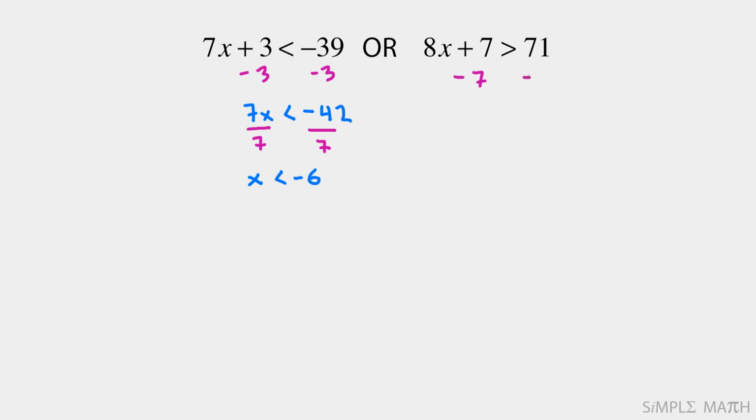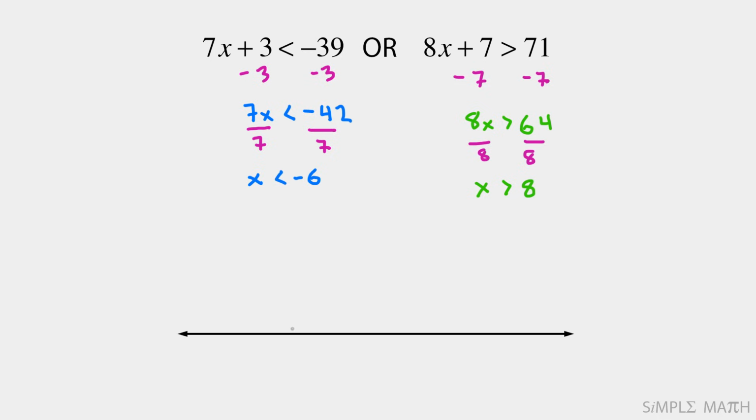In our inequality on the right, we subtract 7 from both sides, and then divide by 8, which gives us x is greater than 8. Now let's look at these ranges on a number line to help us get a better understanding of what's going on with the possible values of x. We'll go ahead and add in the number line, and then add our numbers as well, -6 and 8.